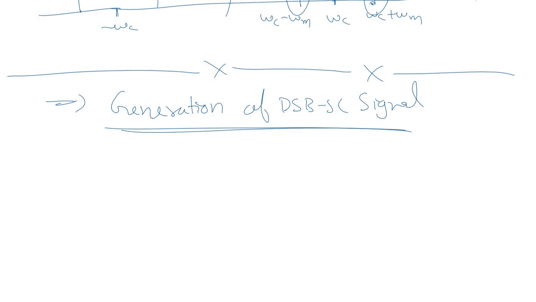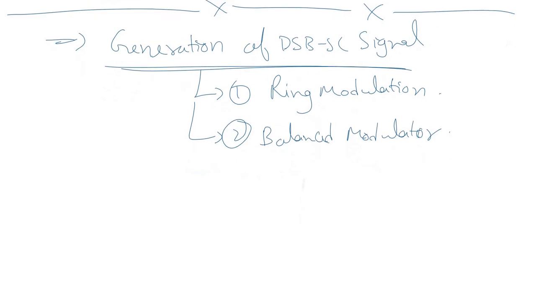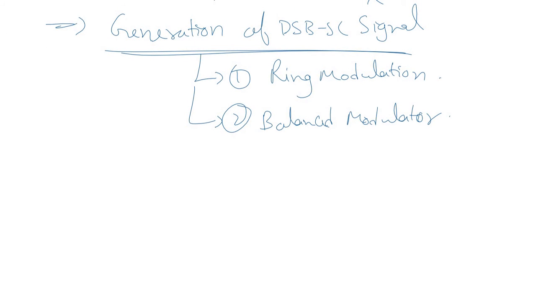So the generation techniques of DSB-SC type of signal include two methods. First is your ring modulator, and the second method that is frequently used is your balanced modulator. The principle behind the generation of DSB-SC signal arises from the fact that the DSB-SC signal is nothing but multiplication of your message and the carrier signal. Now we only have to find out the way to appropriately multiply these two type of signals.